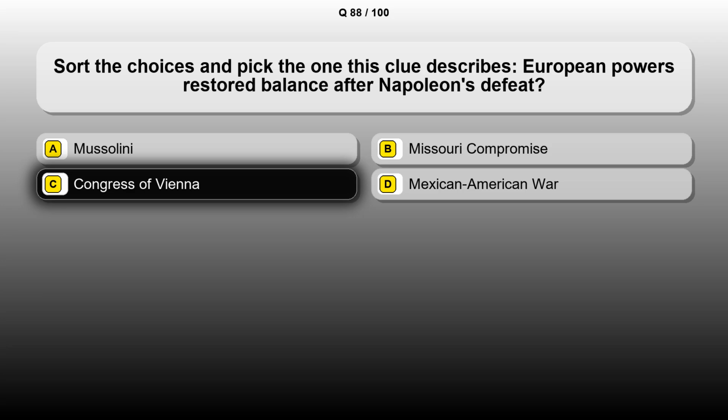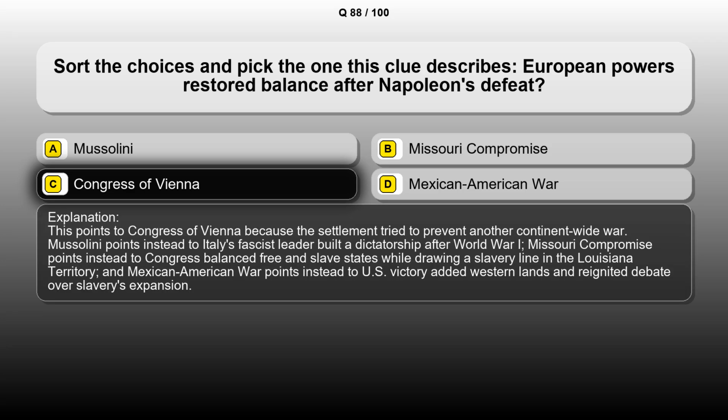The correct answer is option C, Congress of Vienna. This points to Congress of Vienna because the settlement tried to prevent another continent-wide war. Mussolini points instead to Italy's fascist leader who built a dictatorship after World War I. Missouri Compromise points instead to Congress balancing free and slave states while drawing a slavery line in the Louisiana Territory, and Mexican-American War points instead to U.S. victory that added Western lands and reignited debate over slavery's expansion.